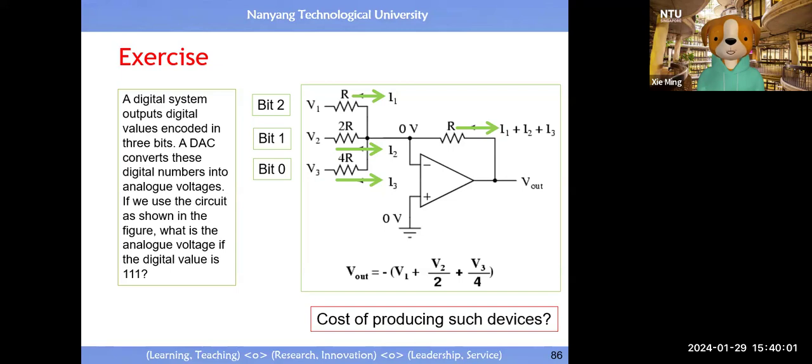So you can easily write down the voltage at the operational amplifier. You know the property of an operational amplifier: the input voltage difference is almost 0. One end is connected to ground, which means the voltage on top is also 0 volt. So you can easily verify the output voltage is negative of V1 plus V2 divided by 2 plus V3 divided by 4. That means in a fraction of a second, once bits 0, 1, 2 appear at the input, instantly you get the analog number. Okay, so this is for you to know.